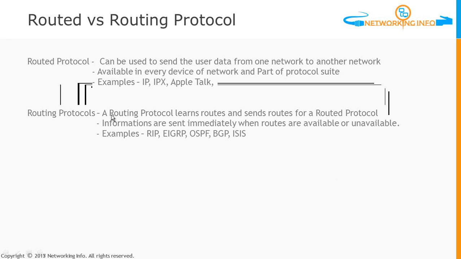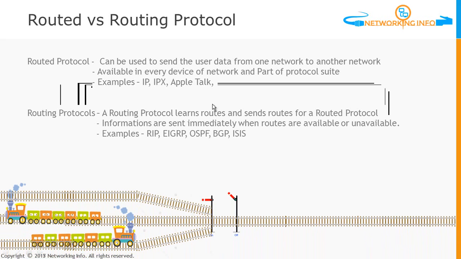Routing protocols send information to each other. There are a number of devices in the network, and you want to find out which is the best path. All the devices in the network must be aware of which path will be the best path in the network. Here is a small example I brought for you to understand the routed protocol and the routing protocol.